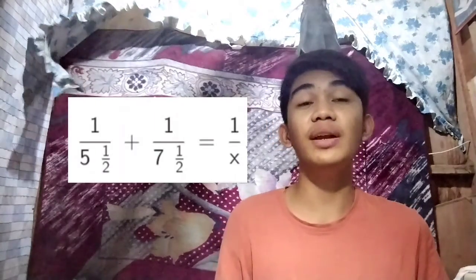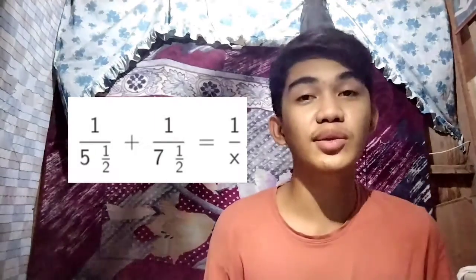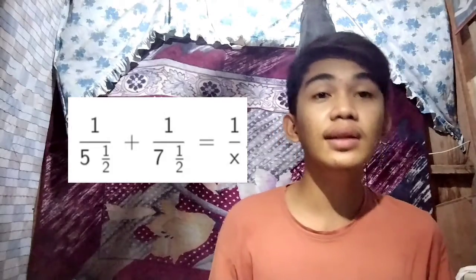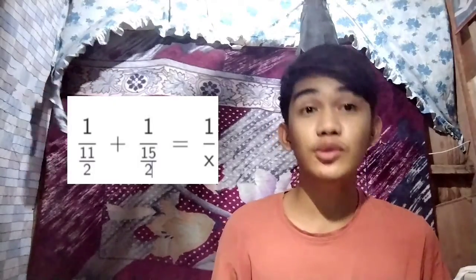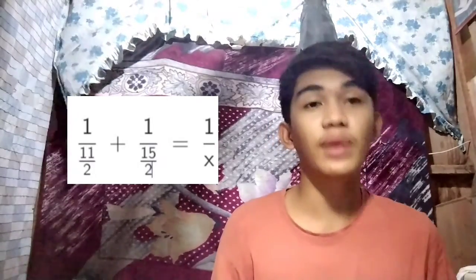So let's derive the question into an equation. The equation is 1 over 5 and 1/2 plus 1 over 7 and 1/2 is equal to 1 over x. So x there is the total hours that Aris and his brother spent if they work together. Change the mixed numbers to improper, so it will become 1 over 11 over 2 plus 1 over 15 over 2 is equal to 1 over x.